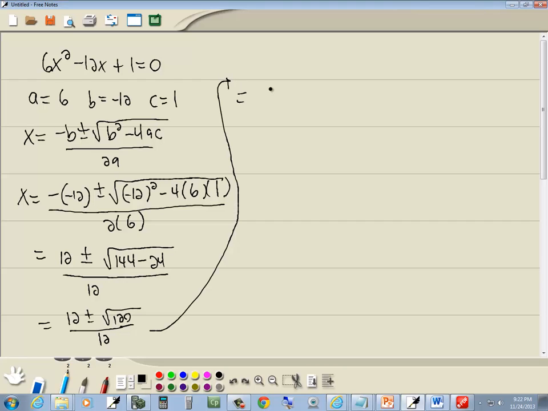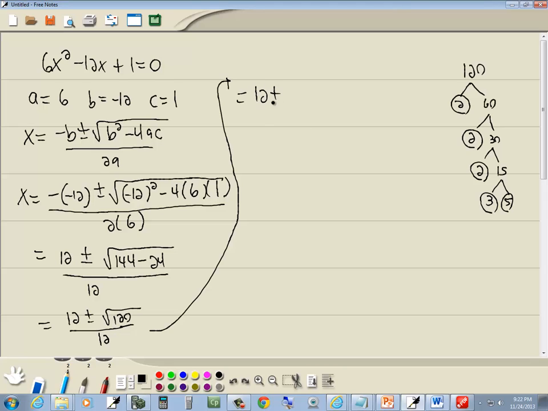120 looks like something I can simplify. Let's see, 120, it's divisible by 2, definitely. 2 times 60. 2's prime, so we circle it. 60 is 2 times 30. 2's prime, so we circle it. 30 is 2 times 15. 2's prime, so we circle it. And 15 is 3 times 5, and both of those are primes, so we circle them.